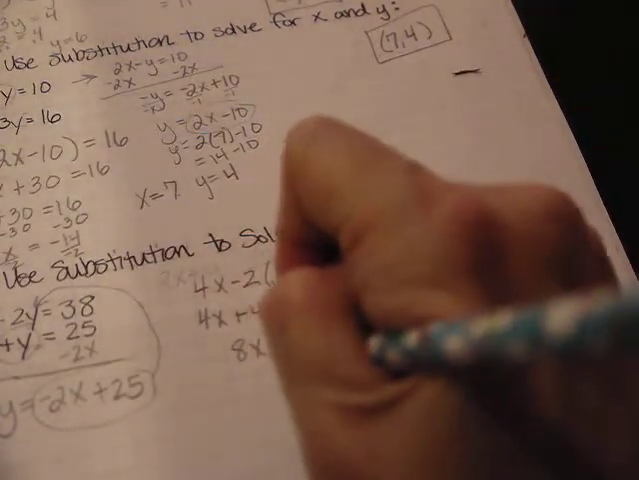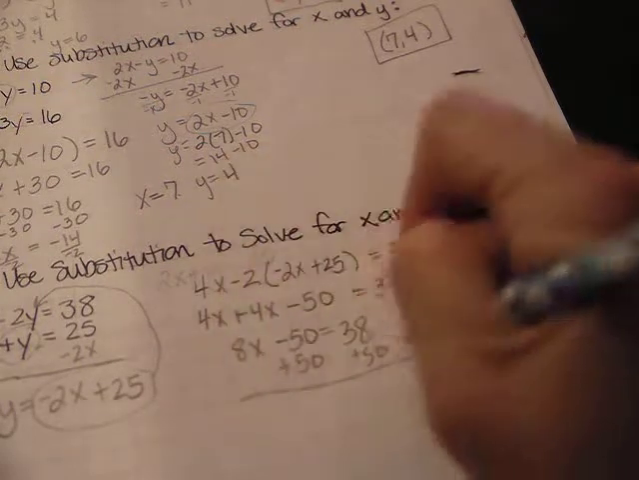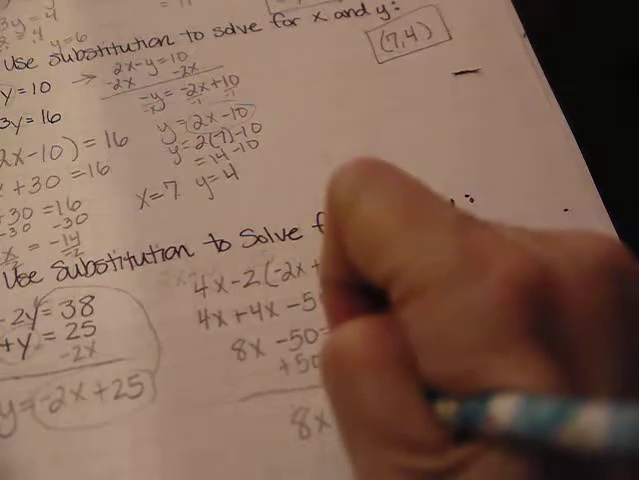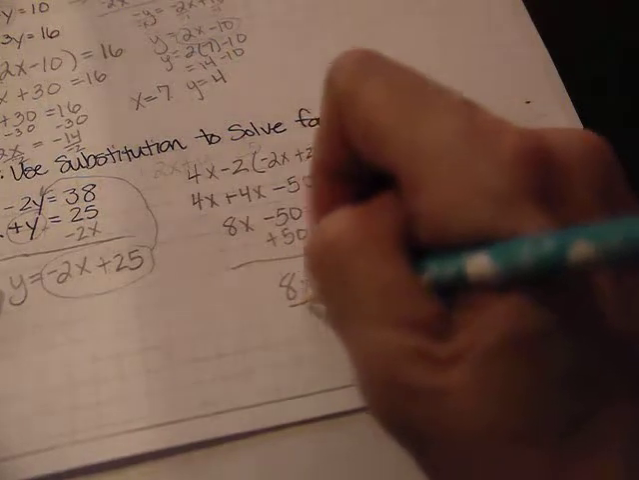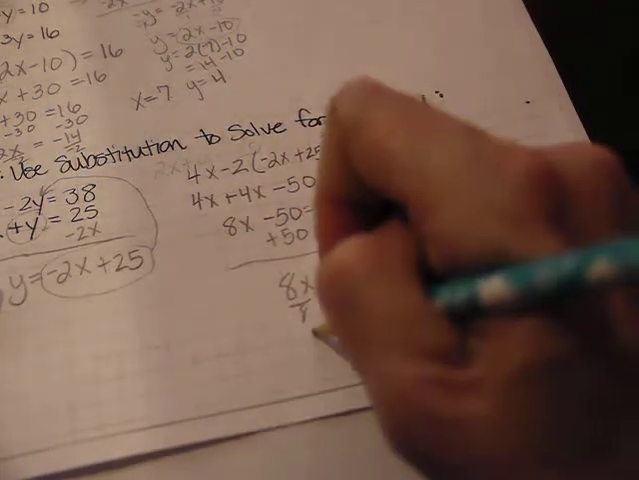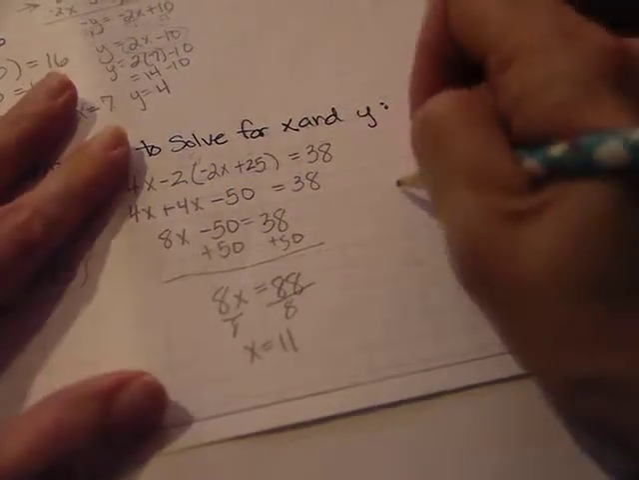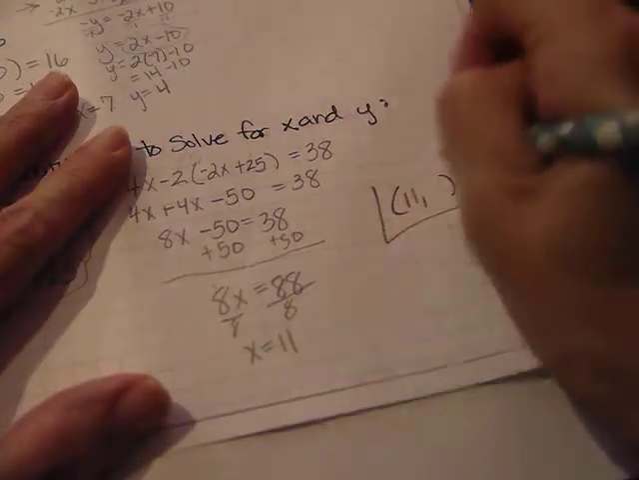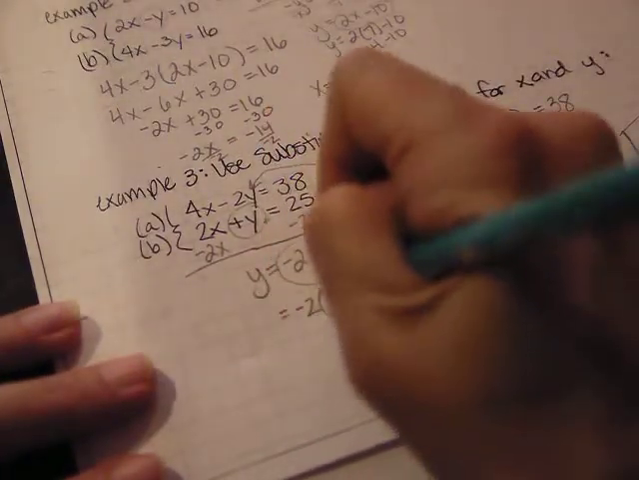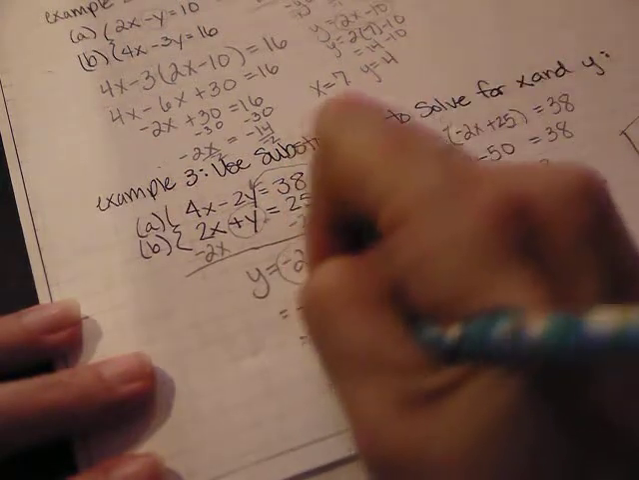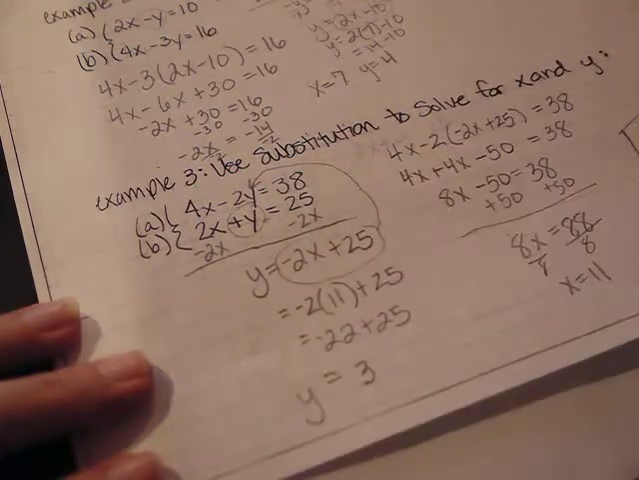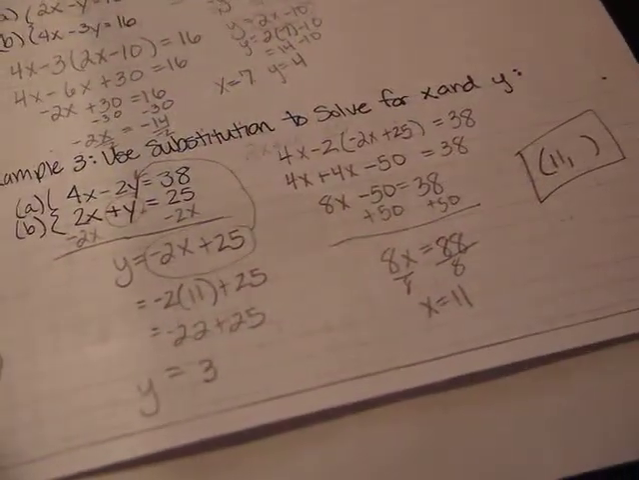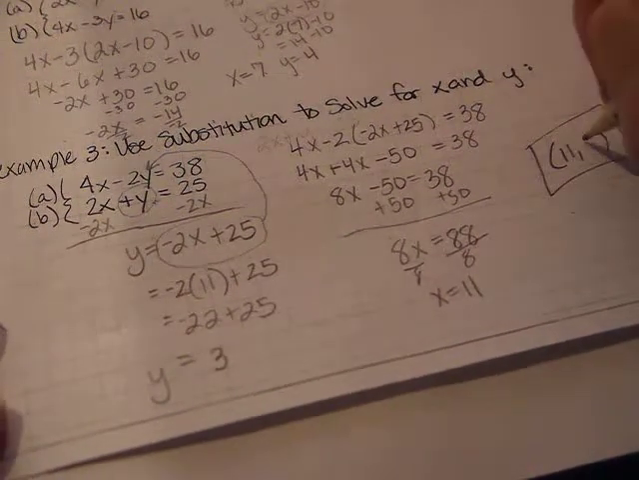Okay, add 50 to both sides, and we get 8x equals 88, and that's a good sign that the 8 goes into 88. So it looks like we get x equals 11. All right, here we go. Now let's go ahead and plug this over here. y equals negative 2 times 11 plus 25 equals negative 22 plus 25 equals 3. So y equals 3.